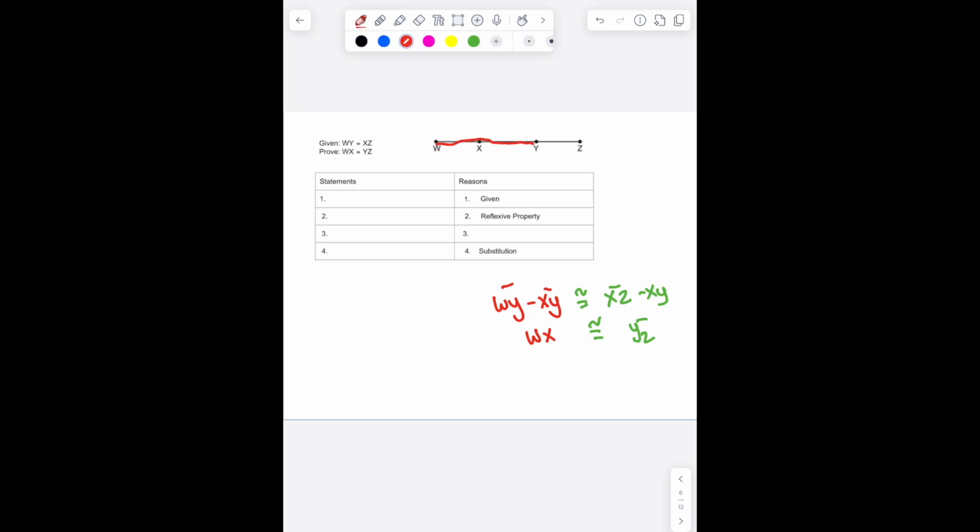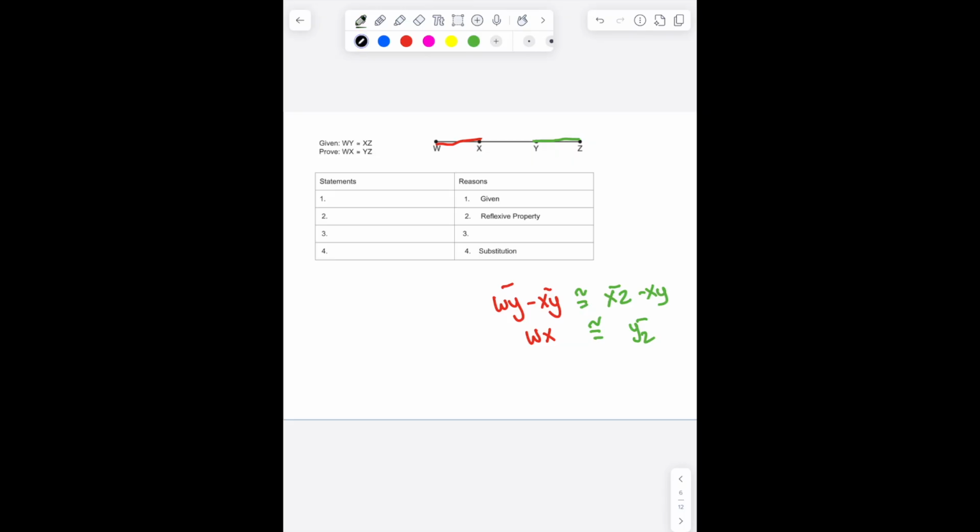If I start with WY and I subtract off XY, much better, I'm left with WX. And over here, if I start with XZ and I subtract off XY, I'm left with YZ, which are the two segments that I want.